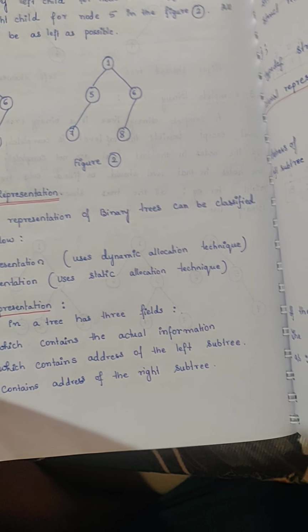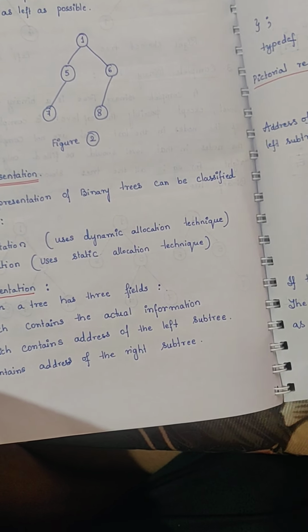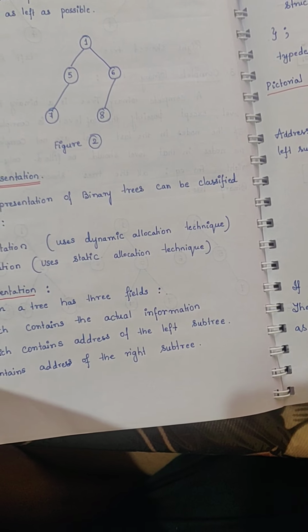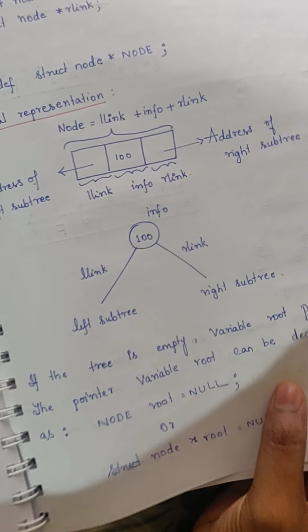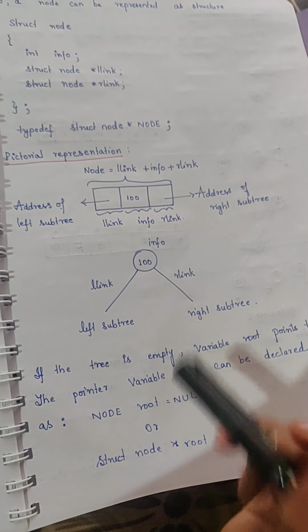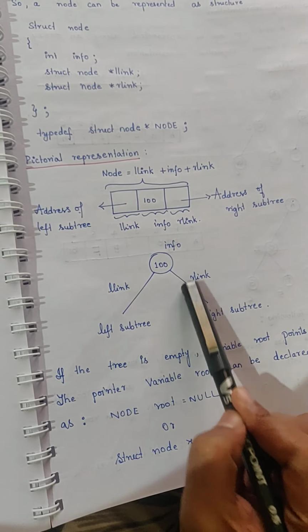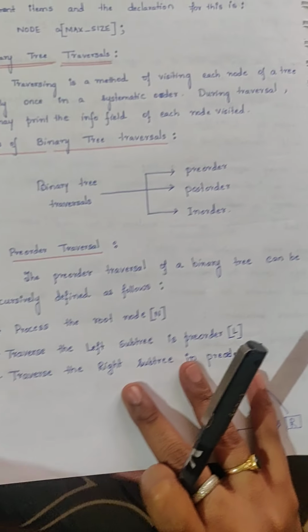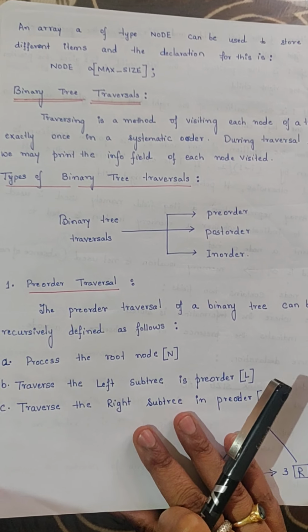So the address of the left subtree will be there on the left side of the node, and the address of the right subtree will be there on the right side of the node. So likewise I have represented it pictorially. Okay, so now let's go to the traversals part, that is binary tree traversals.